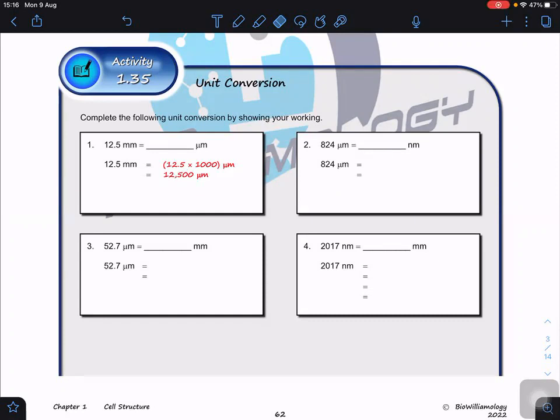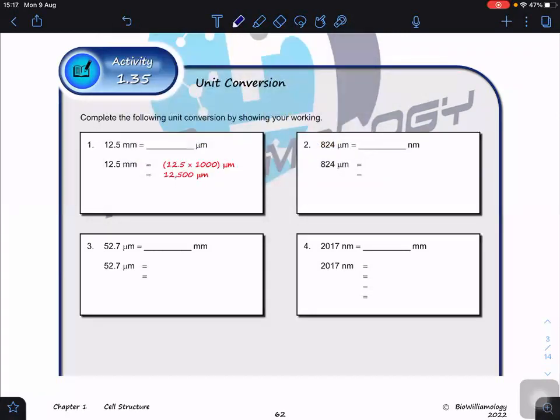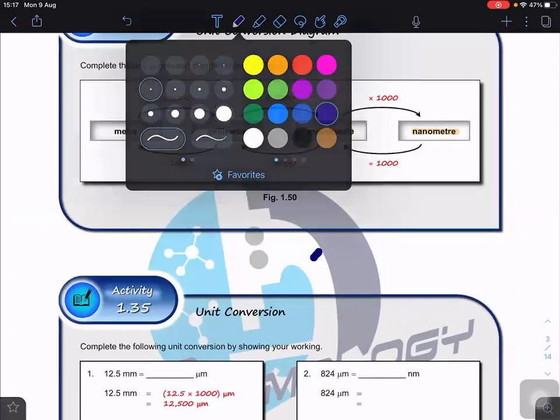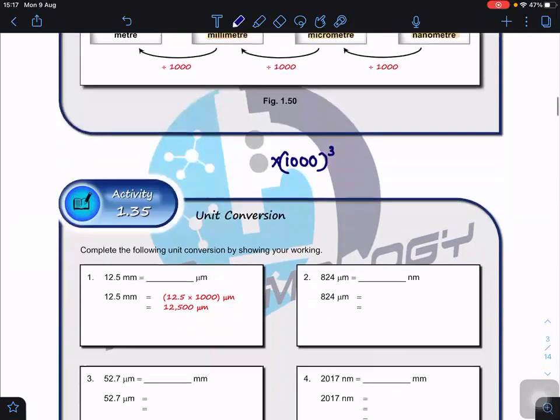Sometimes you might need to convert more than once, maybe two times or three times, and you are allowed. For example, if I want to convert meter to nanometer, I don't want to convert many rounds, so I can multiply by 1000 three times. So cube, to the power of 3: 1000 by 1000 by 1000, so 1000 cubed. You can do this. Are you clear?